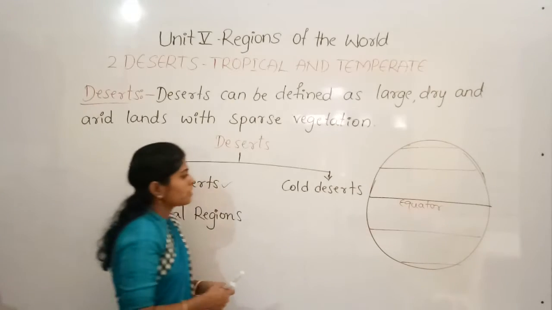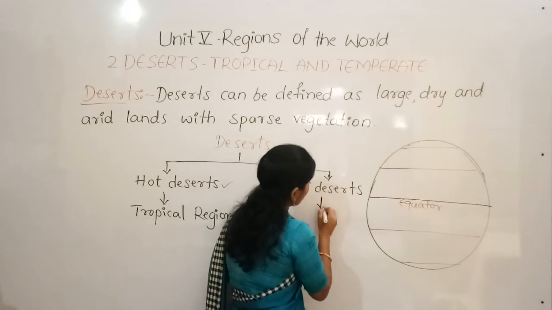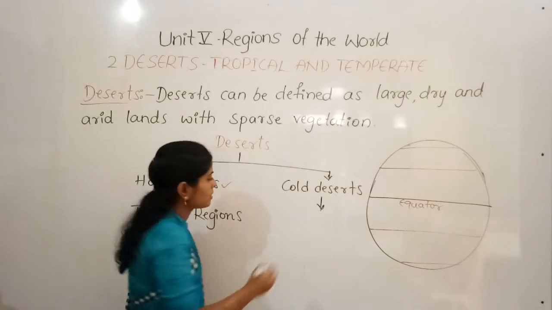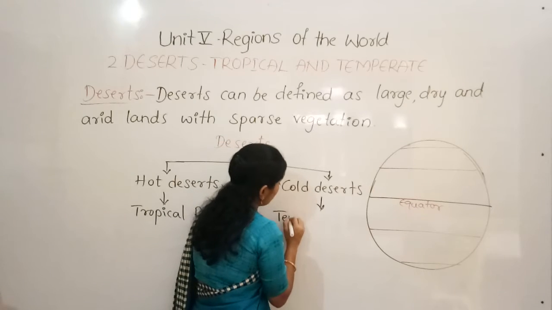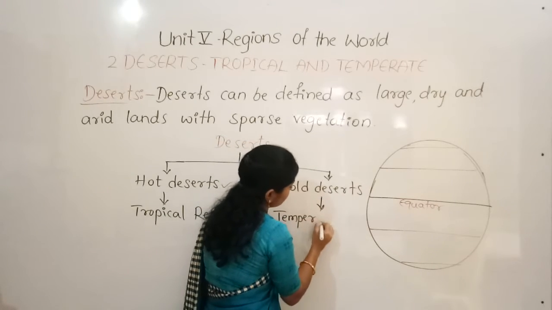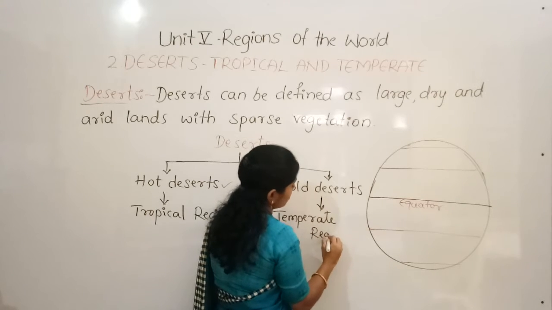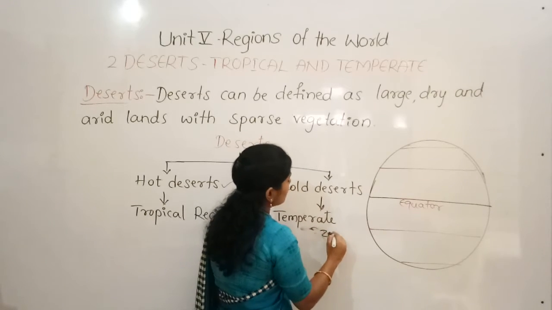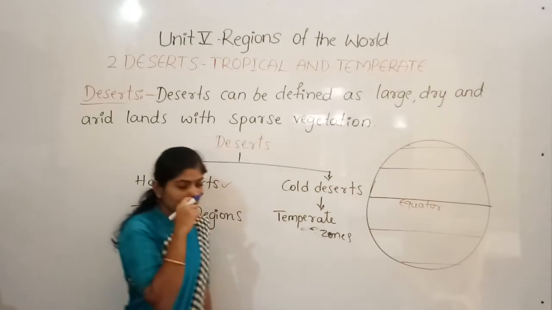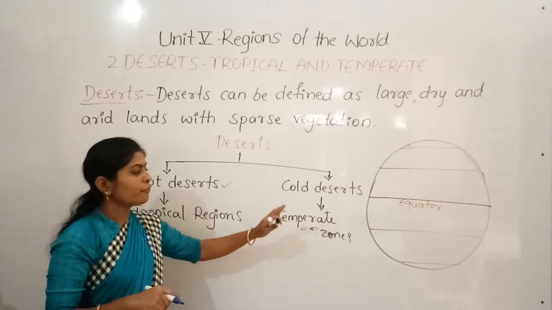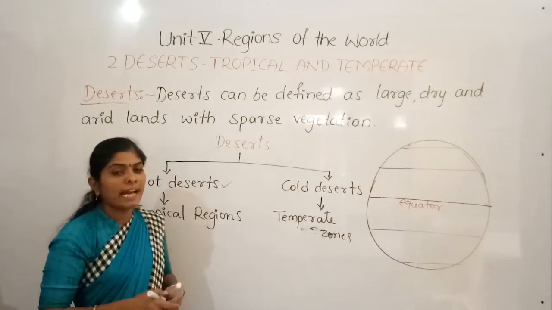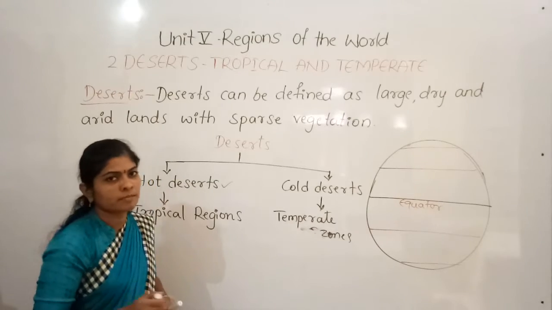And next to this, the cold deserts. These cold deserts are found near the temperate zones or the temperate regions. We can call them the temperate zones, right? So these cold deserts are found in temperate zones. And where do these temperate zones come?